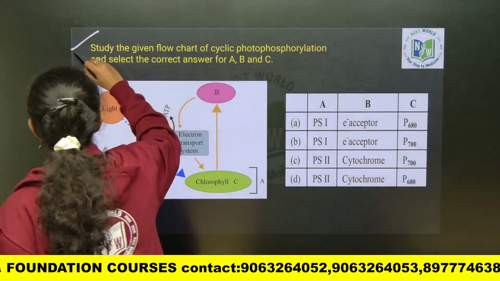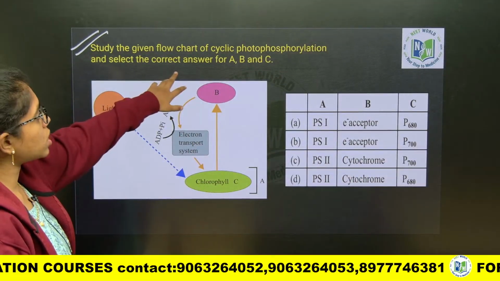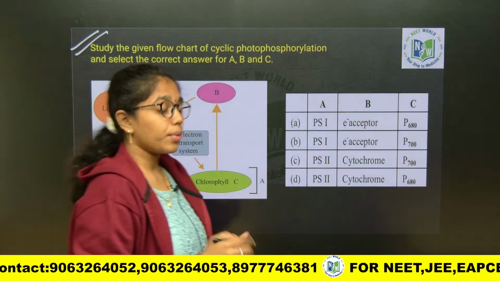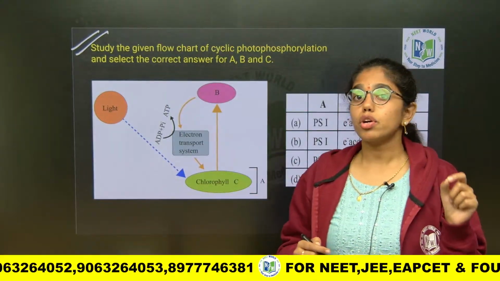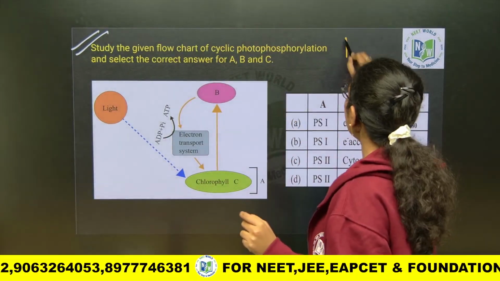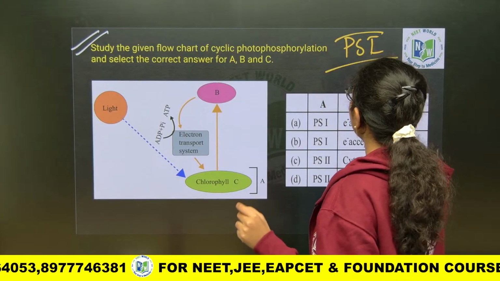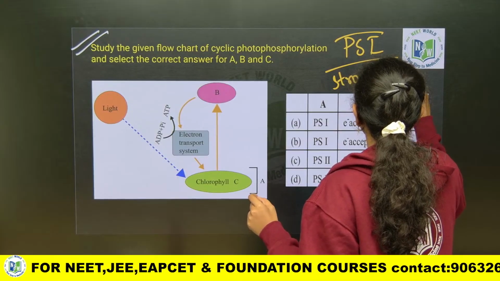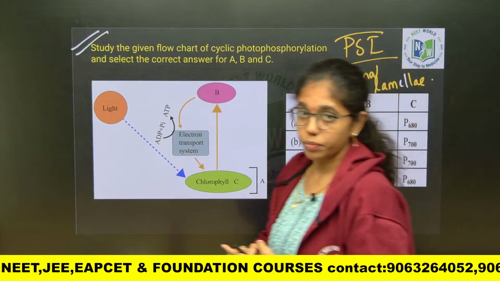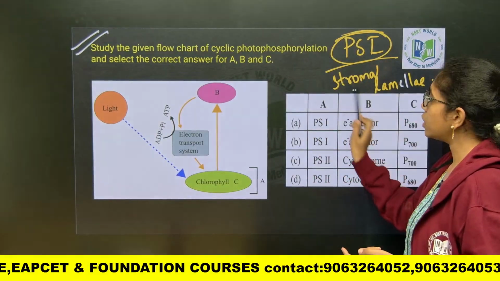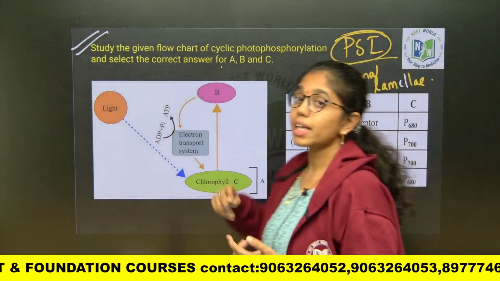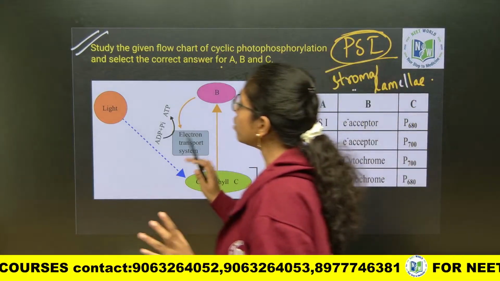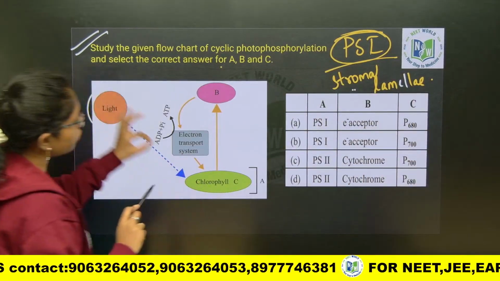Okay, Vita? Look into this question: study the given flowchart of cyclic photophosphorylation. We have discussed yesterday, right? Cyclic photophosphorylation will be operated in photosystem 1, which is in stroma lamellae. Only photosystem 1 is involved, where it will conduct anoxygenic photosynthesis. You can also call it bacterial photosynthesis. Here you see the light energy being focused on the chlorophyll.